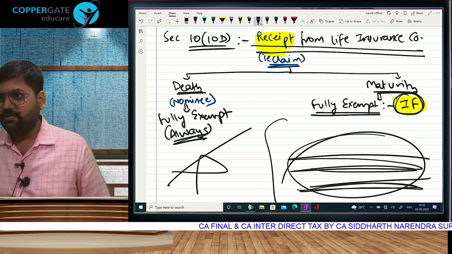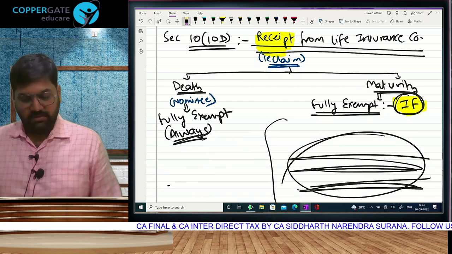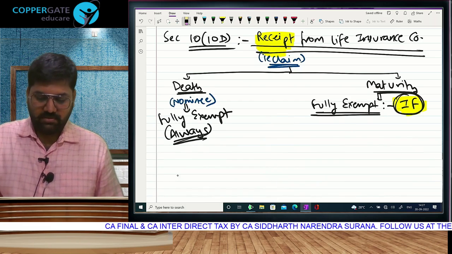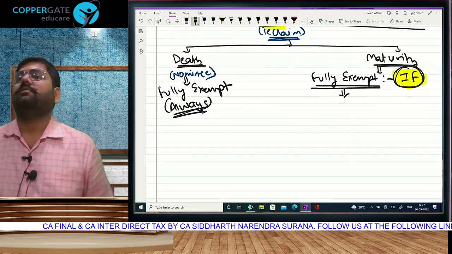अरे आप समझा क्या? तो condition is only under maturity. There is no condition for death cases. Clear? What is the condition under maturity?